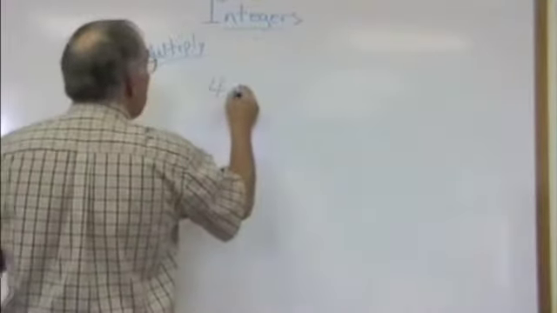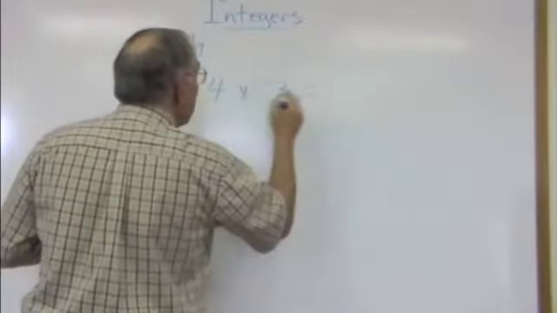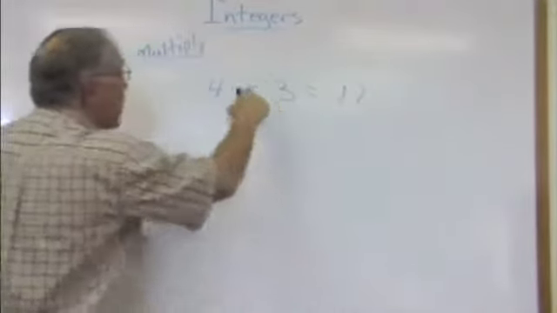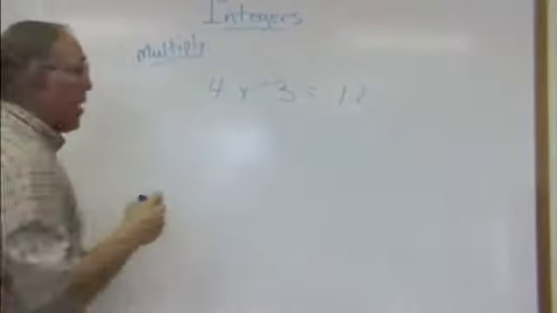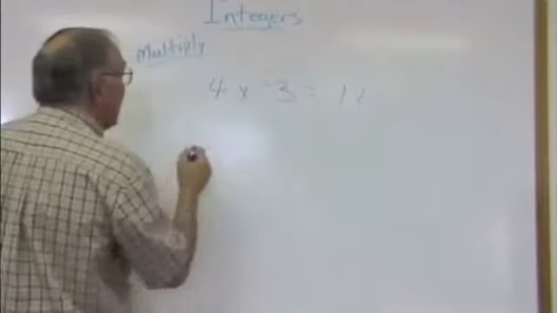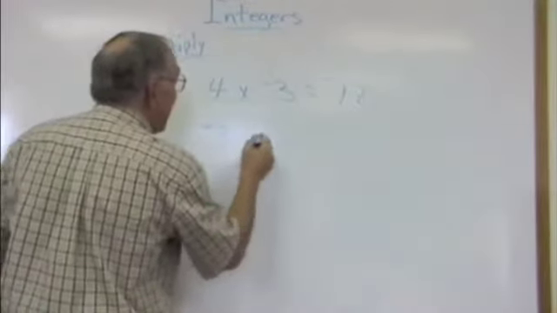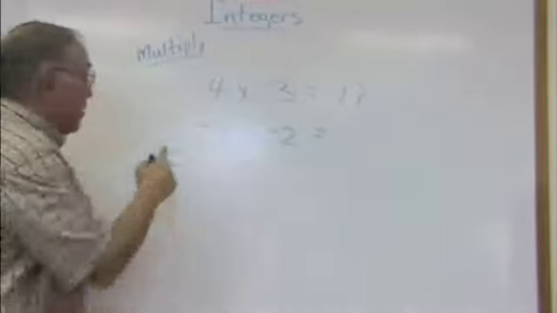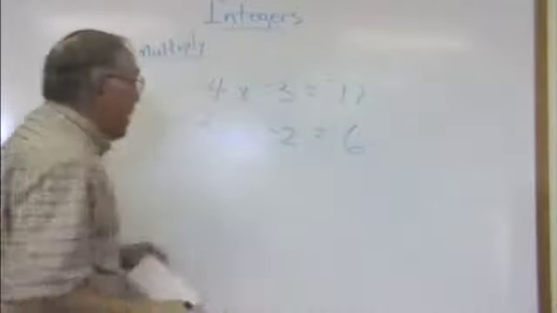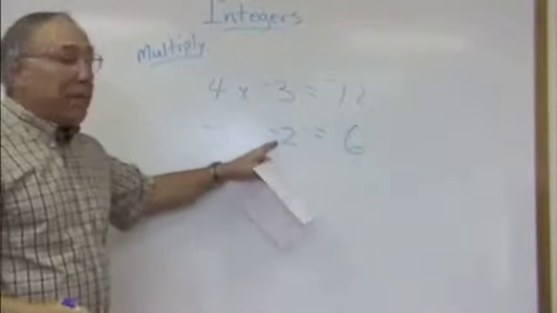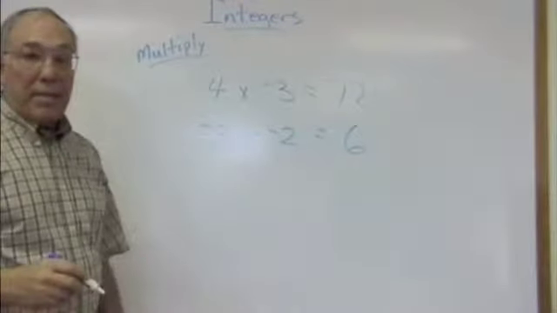Here's 4 times -3. Well, 4 times 3 is 12. You've got one bad apple there, one negative sign. That's going to be a negative. -3 times -2. 3 times 2 is 6. But now you know that a negative times a negative is a positive, so it's going to be 6.